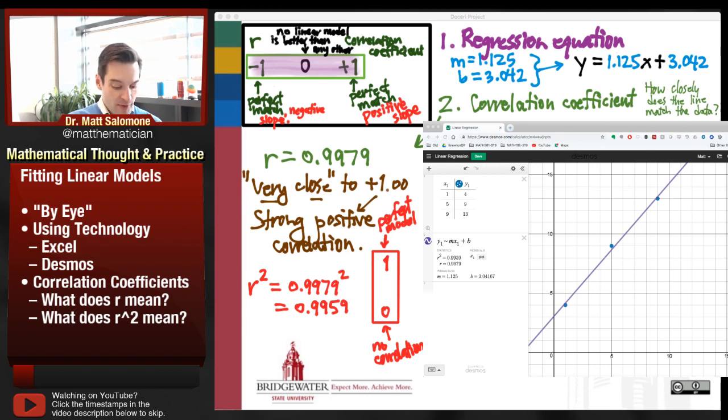The only reason to prefer r squared over r is that it has a more concrete statistical interpretation. This tells me what percent of the variation in one of my variables is attributable to the variation in the other.